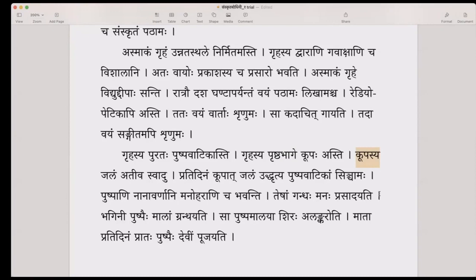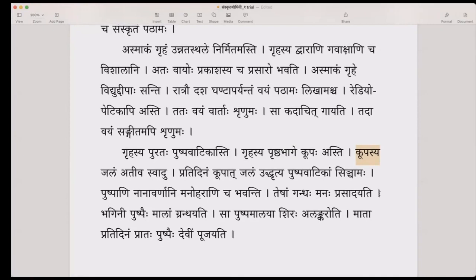Next sentence. Koopasya jalam ativa swadu. The well's water is very tasty. Swadu is a ukaranta napunsakalinga word, like madhu, madhuni. In the same way you have swadu, swaduni, because it is an adjective to jalam. Jalam is also napunsakalingam, so it has to correlate, just like we did kshiram madhuram, madhuratara, madhuratamam.